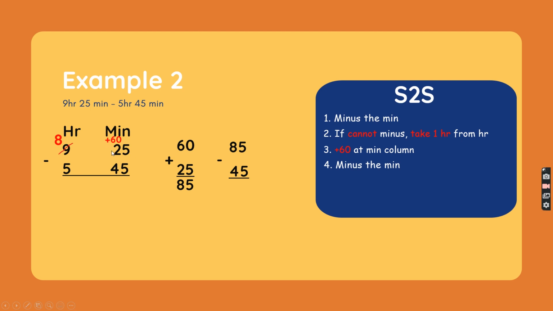So first we plus these two numbers. 60 plus 25 gives us 85, and then 85 minus 45. This is our side calculation, and the answer is 40. Now 40 is fine because 40 is less than 60, so we bring that up right here. We write 40 here at the min section. Then the last step is we're going to minus the hour. 8 minus 5 gives us 3. So the answer is 3 hours 40 minutes.